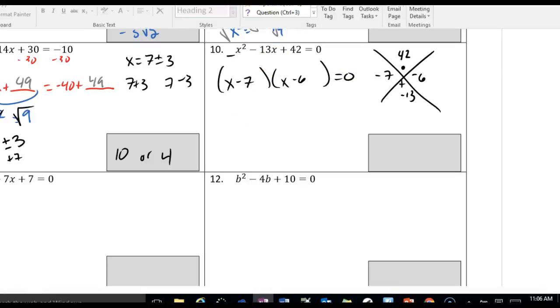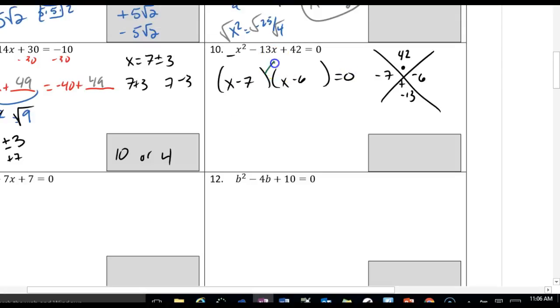Now, once I have the two parentheses, we're using our zero product property. We're breaking these up. We're saying x minus 7 is equal to 0, and x minus 6 is equal to 0. So I can add the 7: x is equal to 7. Add the 6: x is equal to 6.